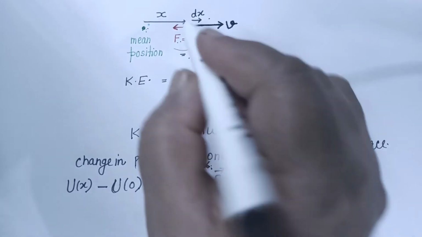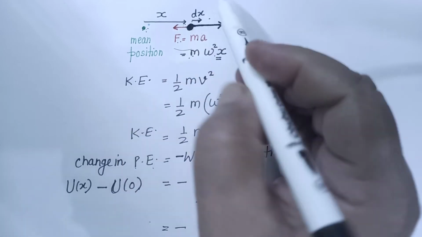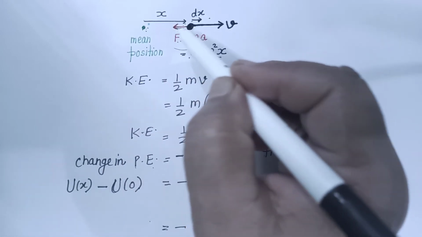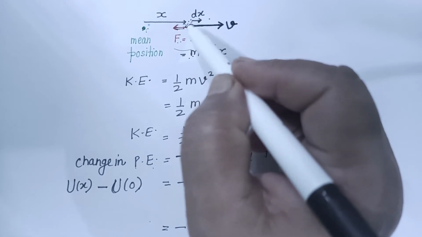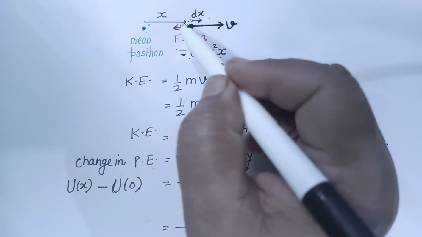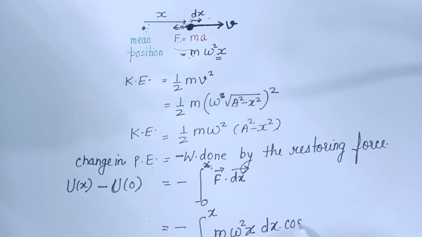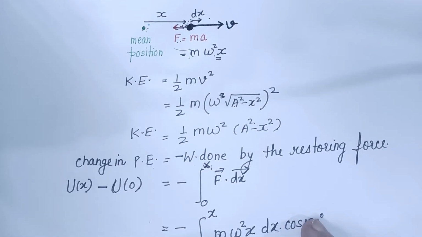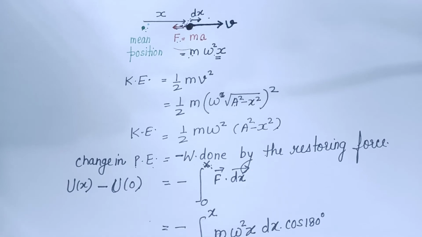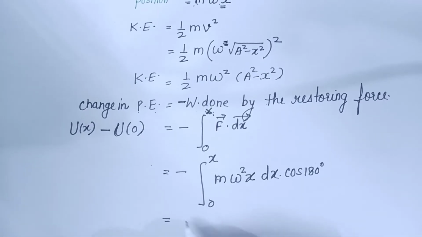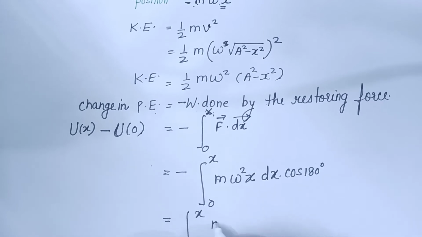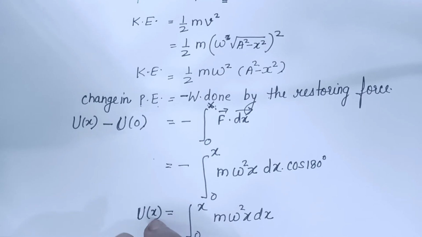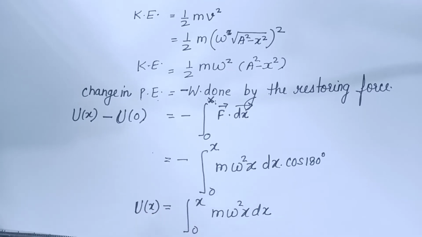Now consider the displacement to be towards the right side, and the force in that case will be towards the left, so F dot dx will be F dx cos 180. Now cos 180 is minus 1, which will neutralize this minus sign. So we can write integral 0 to x of m omega square x dx as the potential energy of the particle performing SHM at any position x from the mean position.